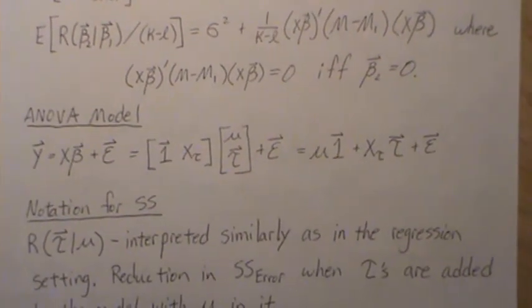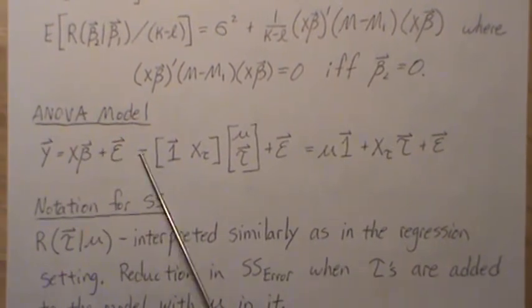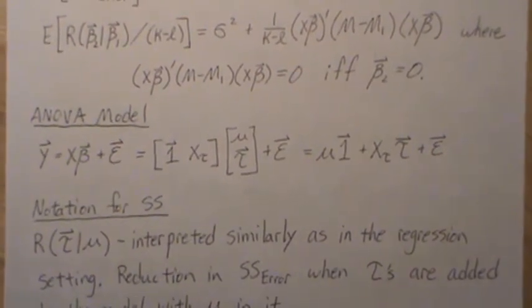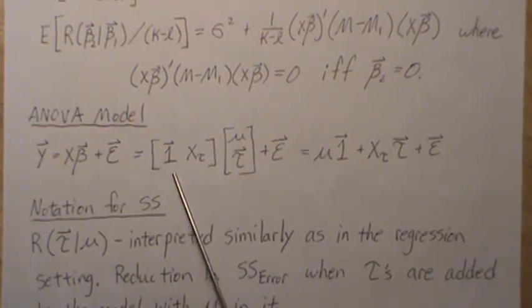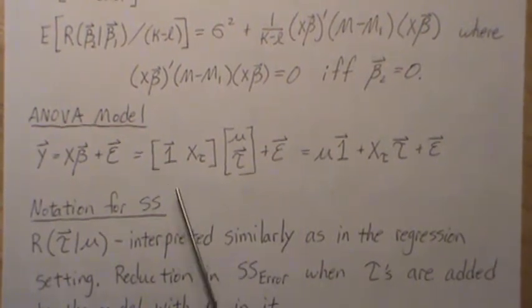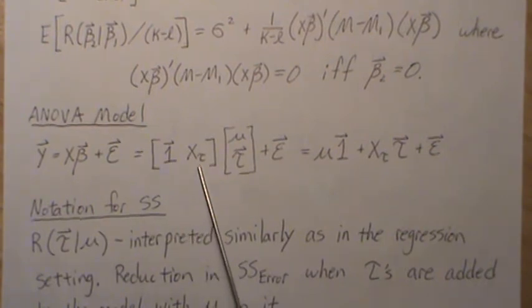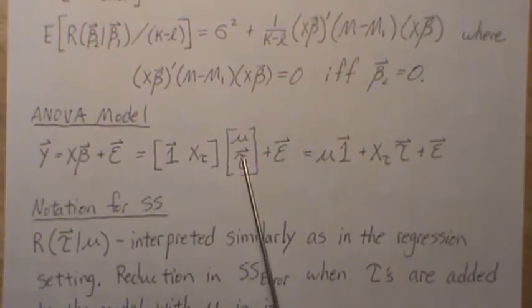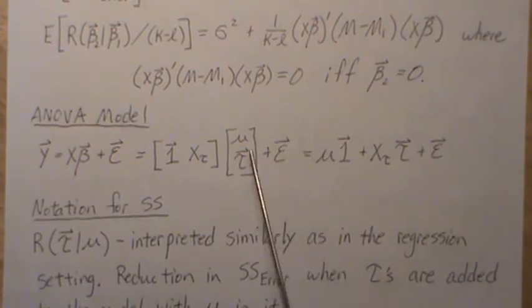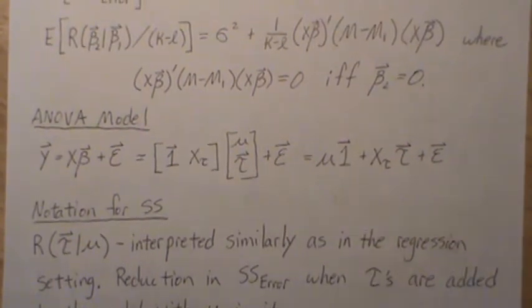In the ANOVA setting, the model starts out the same. So it's y equals x beta plus error. And then we partition it, for instance, in the one-way fixed effects ANOVA, it's 1 times x tau. This is a column space associated with the treatment effect. And here's the beta vector, mu, and then tau 1, tau 2, and however many treatment levels there are, plus error. You do the math, and it can be factored like this.